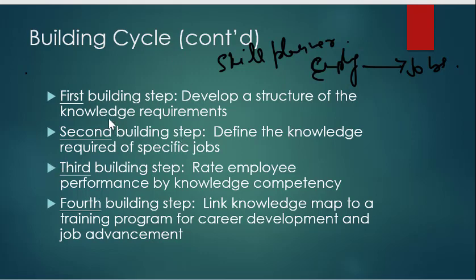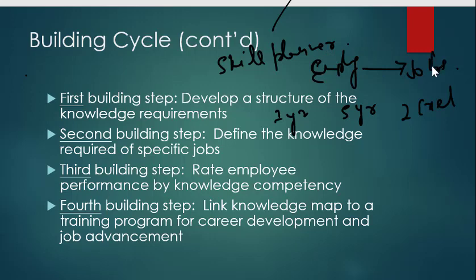The first step for building the knowledge map is that we need to develop a structure of knowledge requirements. What does that mean? For example, the requirement can be 1 year of experience in, say, teller operations for basic knowledge, and 5 years of experience in teller operations plus 2 years of Excel for a junior officer position, and so on and so forth. So we can have some experiences and some skill sets, so that we can ascertain whether this employee is fit for that particular job or not.